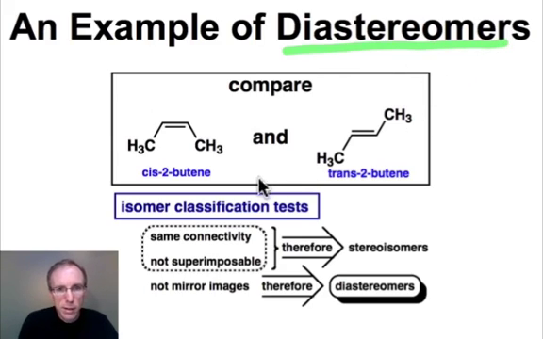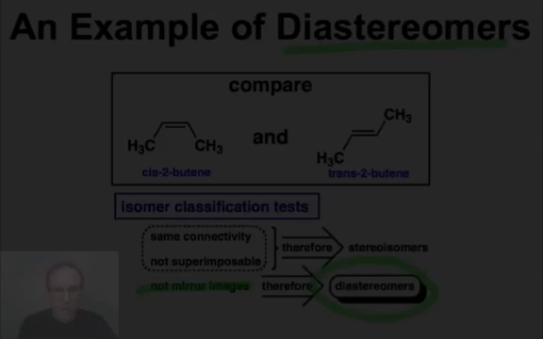Let's take a look at the cis and trans 2-butene examples shown here. If you look carefully at them, you'll see that they have the exact same connectivity, but they're definitely not superimposable on one another by a translation. So we know that they're stereoisomers, but what kind of stereoisomers are they? There's no way to take the molecule on the left and rotate it and bring it into a mirror image relationship with the molecule on the right. So they're not enantiomers. Therefore, they must be diastereomers.